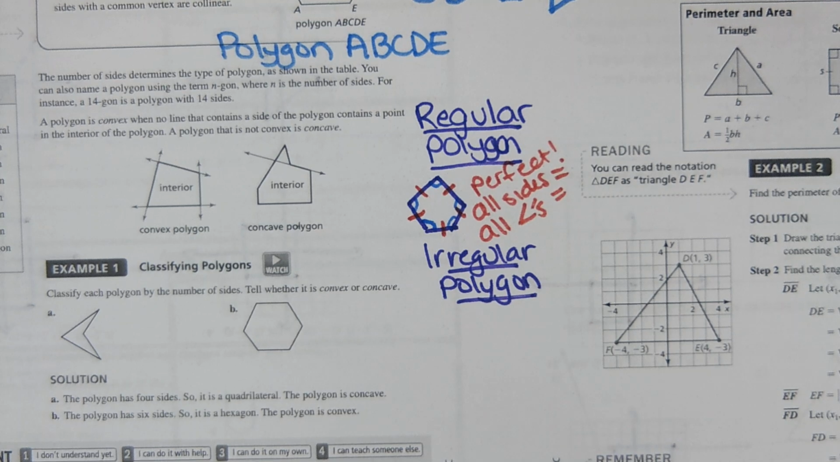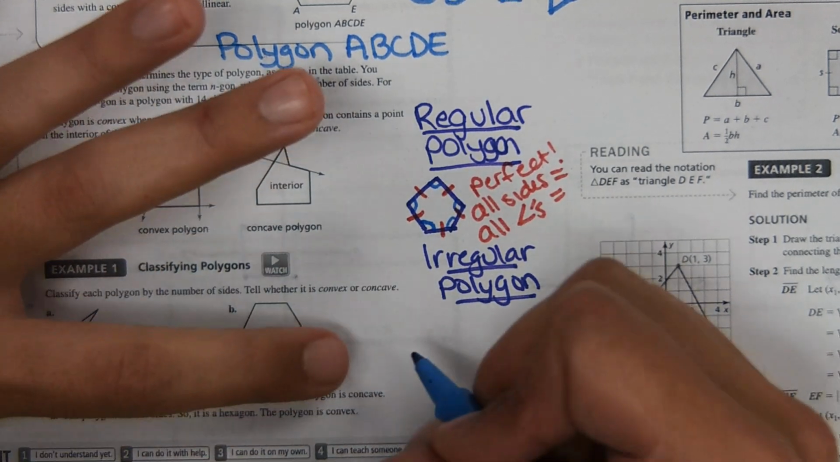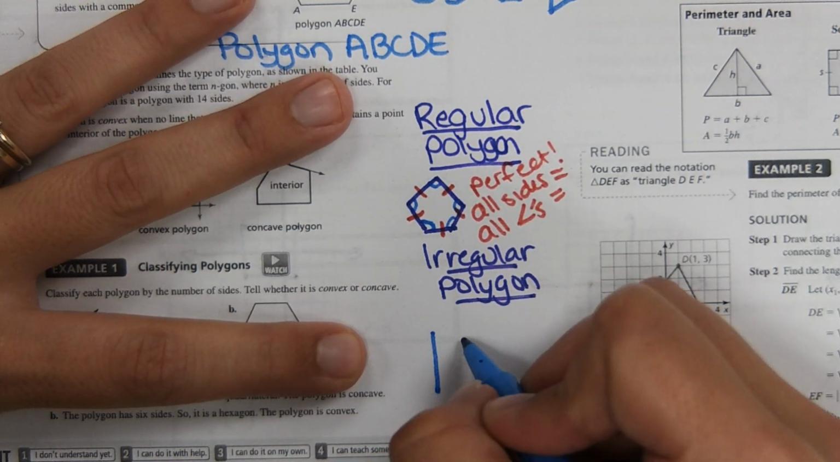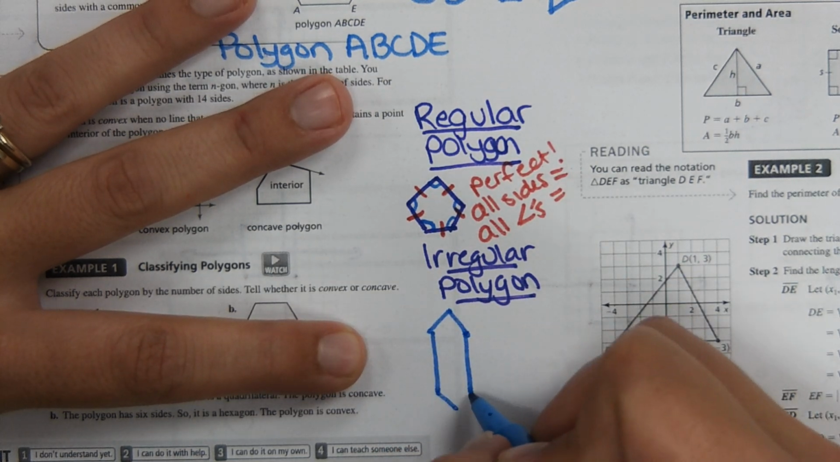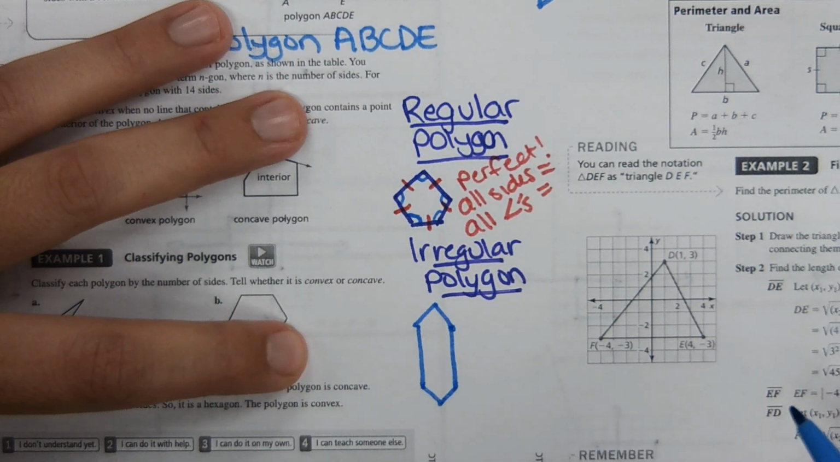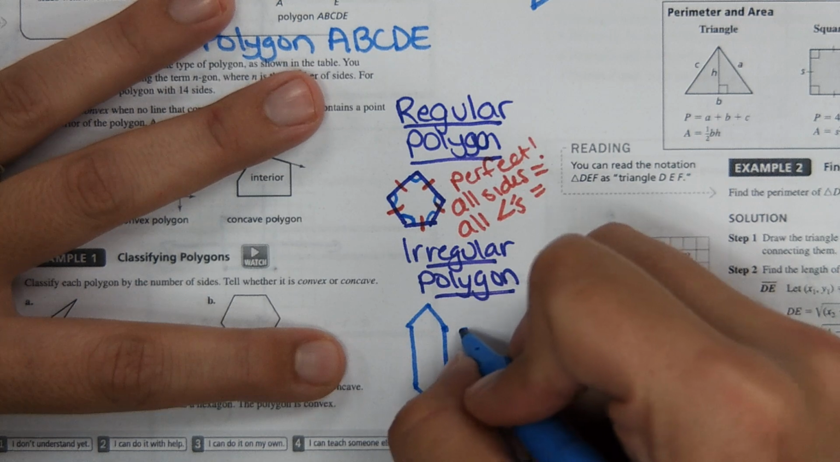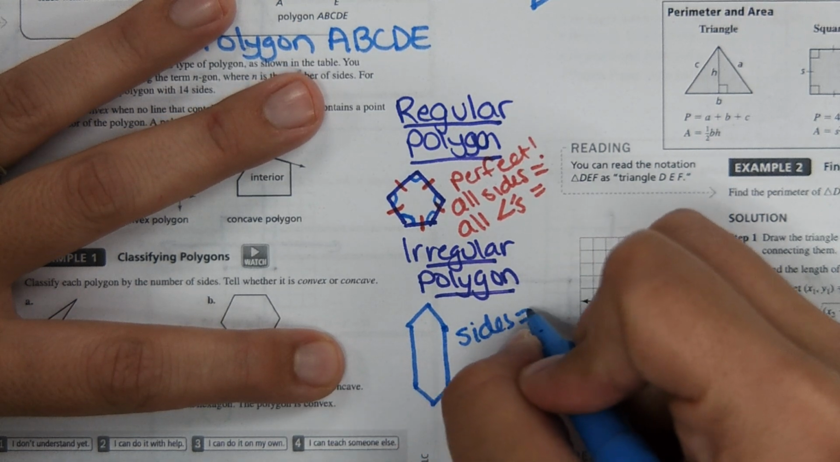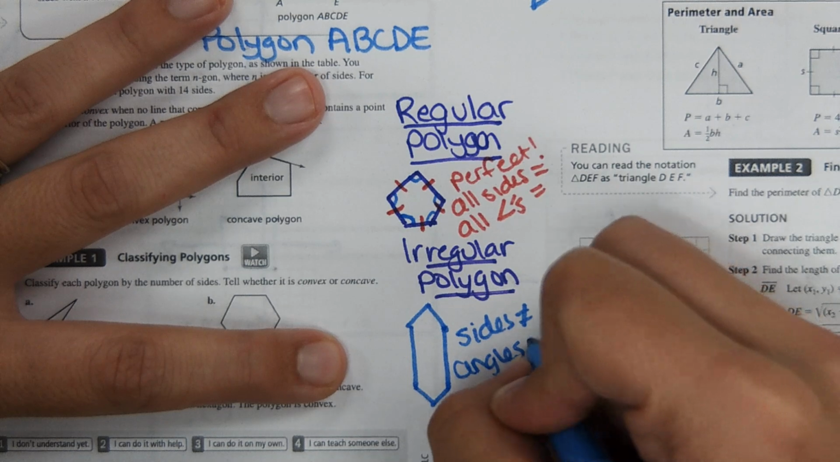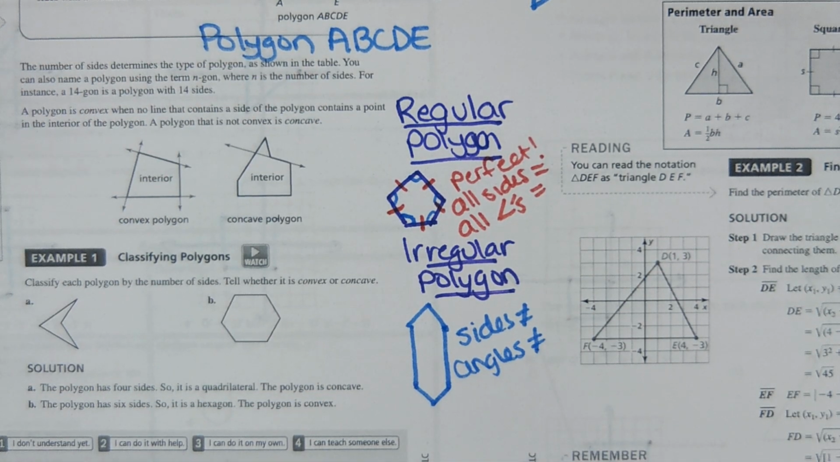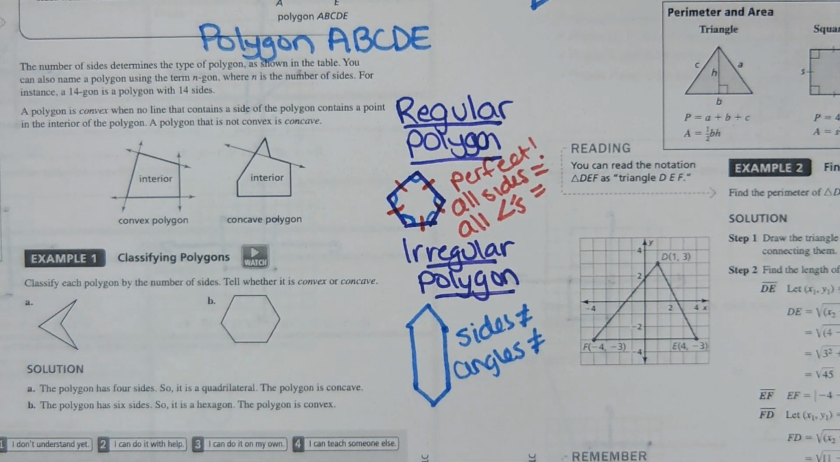And then irregular polygon, let's draw maybe a hexagon, but it has 2 longer sides and 4 shorter sides. All the sides aren't equal, and the angles aren't equal. So it's just irregular. Still a polygon, it still has straight sides, it's still closed, it's just irregular.